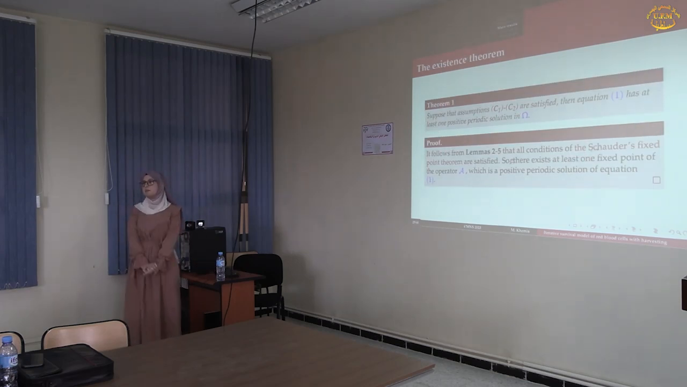Now, based on the previous lemmas, we state our first theorem, which establishes the existence of at least one solution. It follows from lemmas 4 to 5 that all conditions of the Schauder fixed point theorem are satisfied. So there exists at least one fixed point of the integral operator A, which is a positive periodic solution of equation 1.